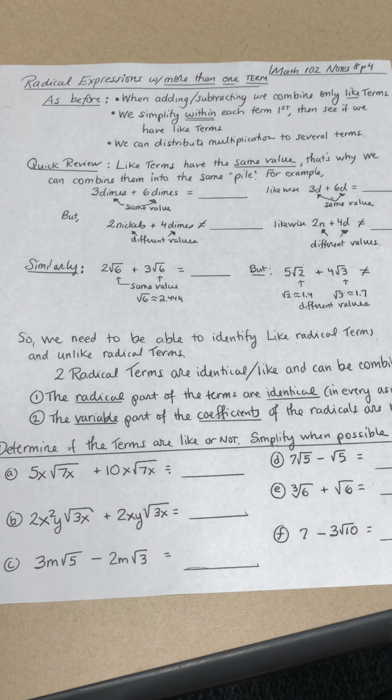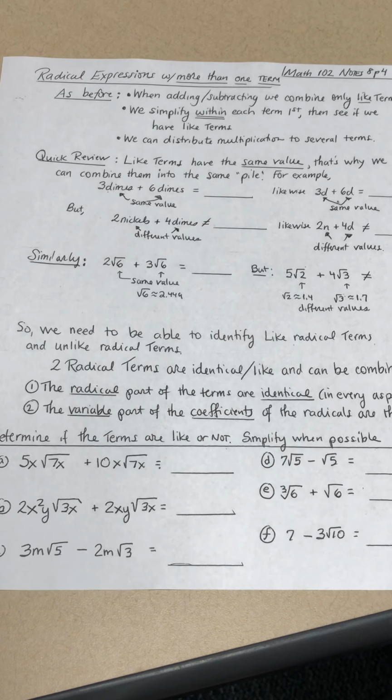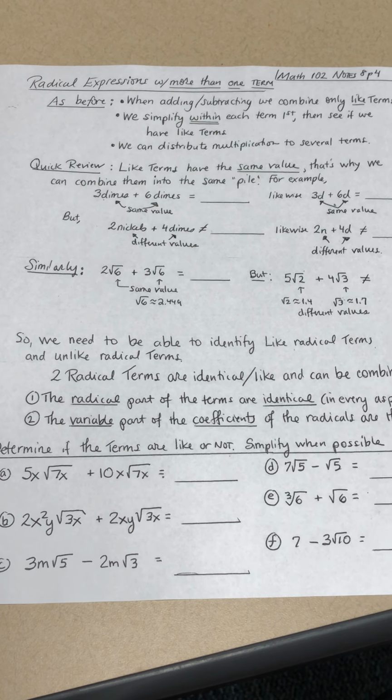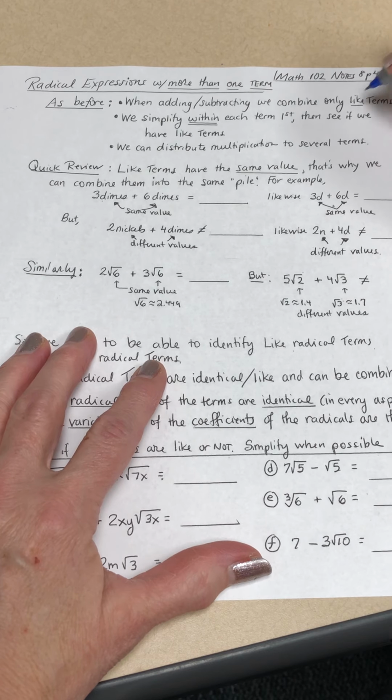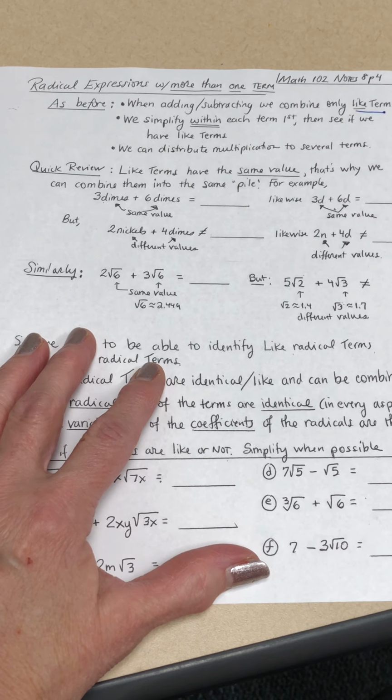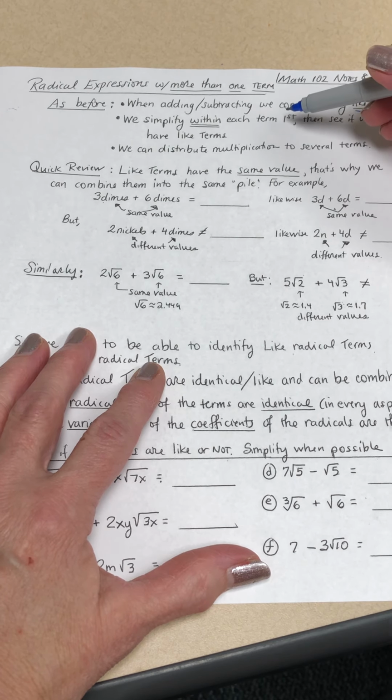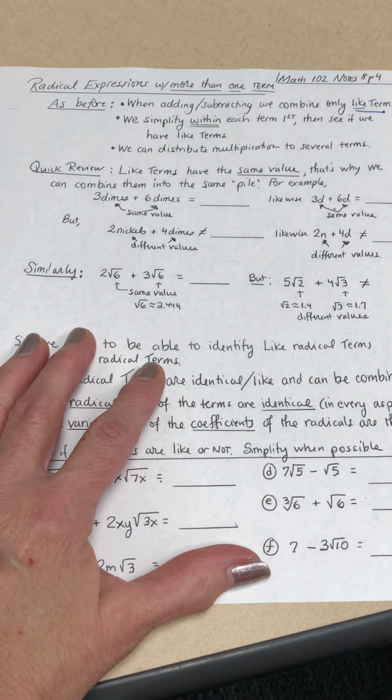Notes 8, page 4. I don't know if you've noticed, but the radical expressions we've been working with have all been one term. They're not always going to be that way. So what do we do if we have more than one term? Well, when you have more than one term, that means you're adding and subtracting. We will combine only like terms. And remember, when we're simplifying, we simplify within each term first. We want to see what each term really is, then we can see if they're actually alike.